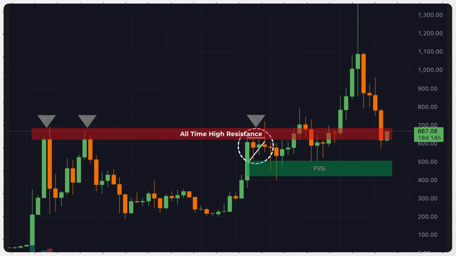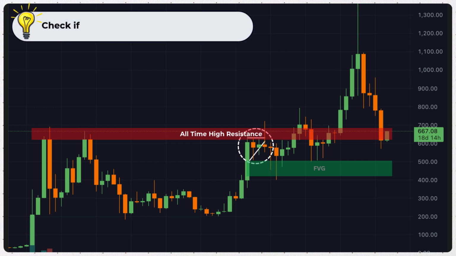The key takeaway here is that pattern recognition works best when combined with market context. By paying attention to higher timeframe levels like all-time highs, major resistance, or supply zones, we can better understand when a breakout has a higher probability of succeeding. When structure and context align, that's when these patterns become much more powerful trading opportunities.